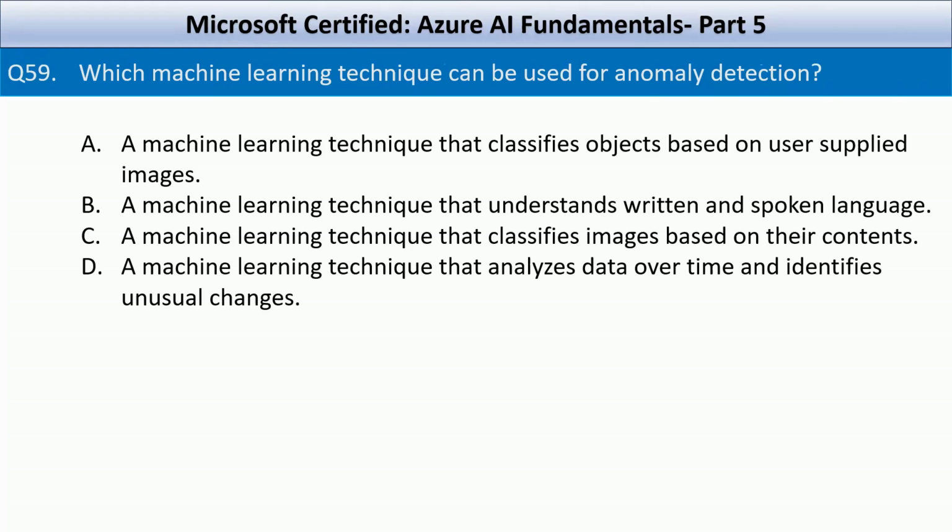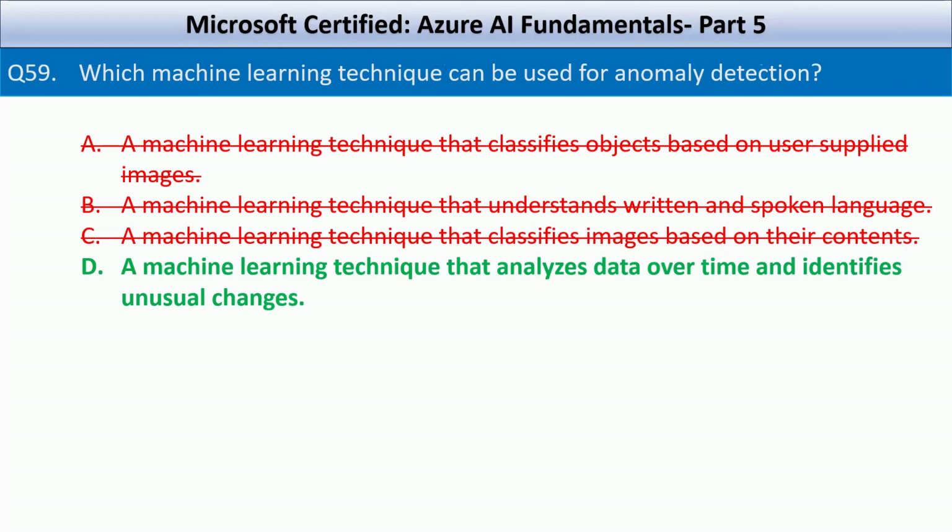Now, friends, classification based on user supplied images is an example of image classification. Understanding written or spoken language is an example of natural language processing. And folks, classification of images based on their content is an example of computer vision task.